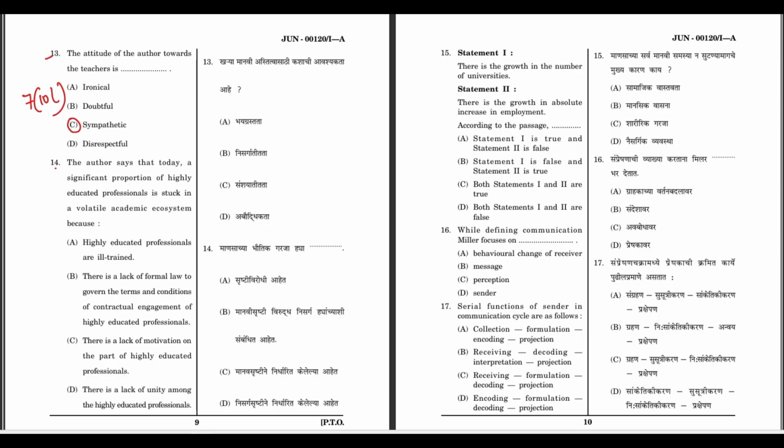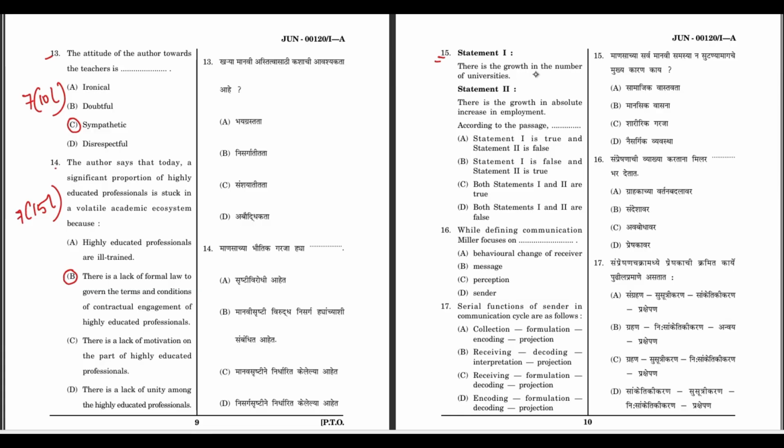Next, the author says that today a significant proportion of highly educated professionals is stuck in a volatile academic ecosystem because correct answer is option B. There is a lack of formal law to govern the terms and conditions of contractual agreement of highly educated professionals. Refer page 7, 15th line. Next question.